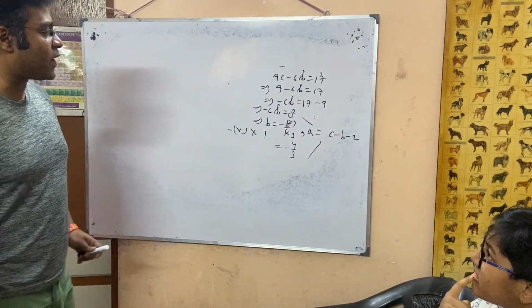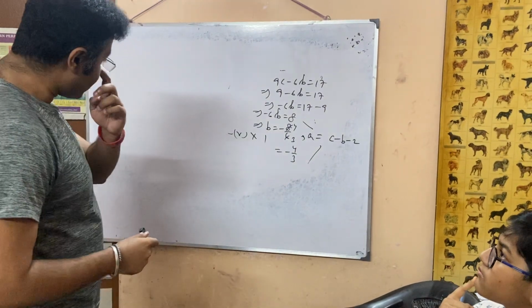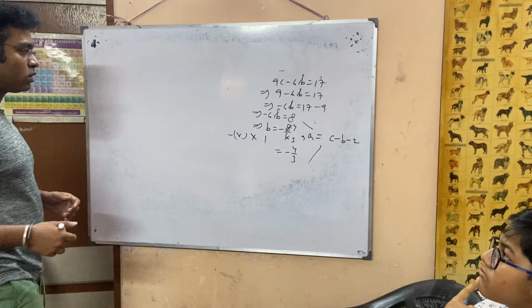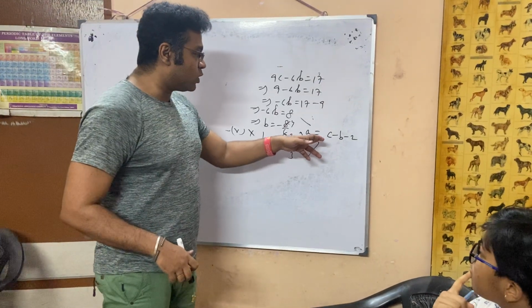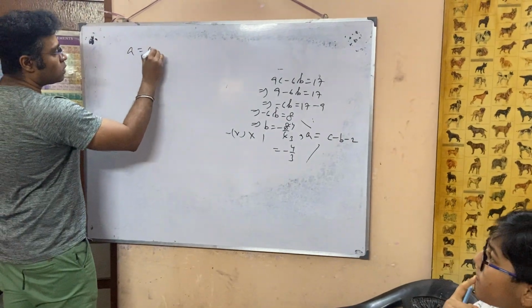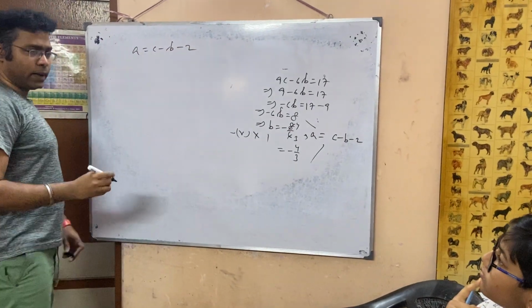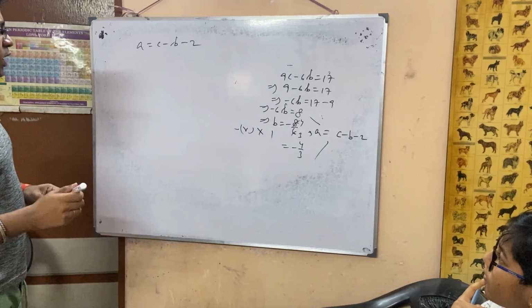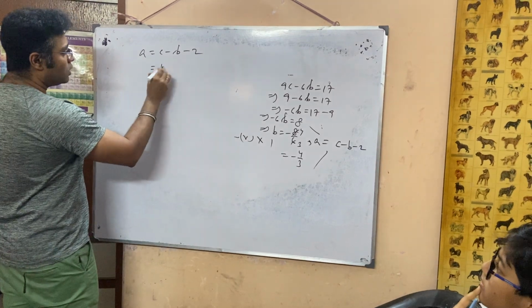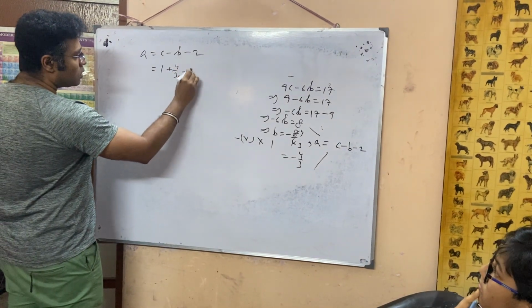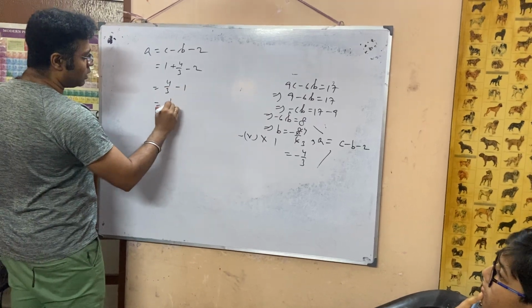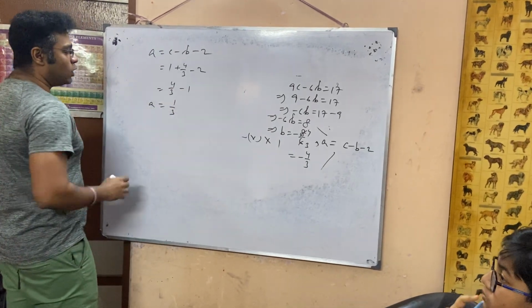It is possible to summarize it in one go. Since I am rubbing it over and over again, those who are sitting with a copy and a pen, just keep noting it down. You can scroll it back. A equal to C minus B minus 2. So the value of C, what I got? 1. B I got minus 4 by 3. So it will be plus 4 by 3 minus 2, which is coming minus 1 by 3. So I got the values of A, B and C.